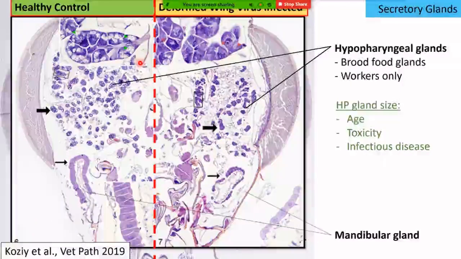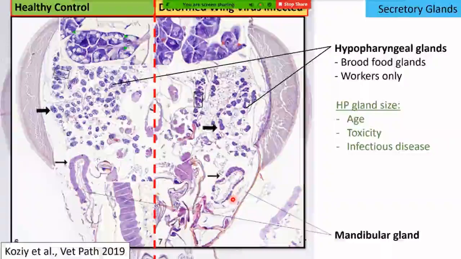And so what he found is that the number of hypopharyngeal gland acini in control bees was much greater compared to the number of these acini in deformed wing virus infected bees. In addition to that, he also looked at the mandibular glands and found that mandibular glands in control bees were lined by plump, healthy epithelium, whereas the epithelium lining mandibular glands in infected bees was greatly attenuated.